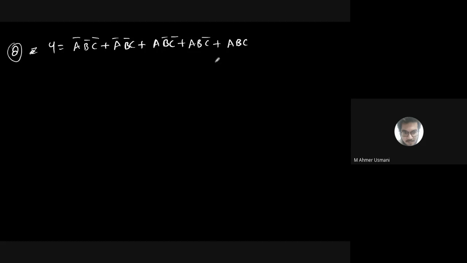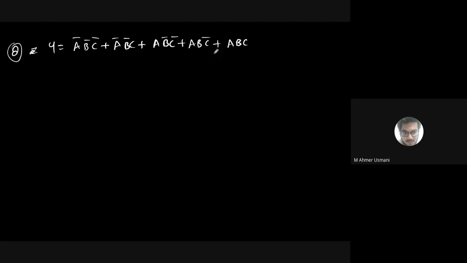Okay. So what is the question? The question is, given the following function, try to minimize it. Okay. So what is the function? Y is equal to a bar b bar c bar plus a bar b bar c plus a b bar c bar plus a b c bar plus a b c. Okay, so this is the function which is given to you. You want to minimize it.